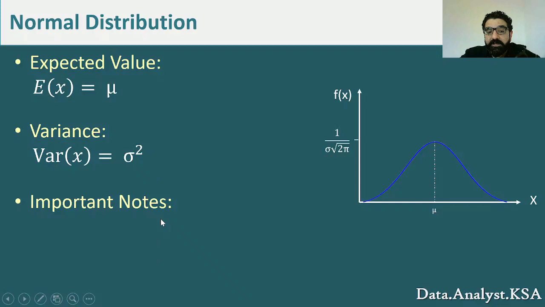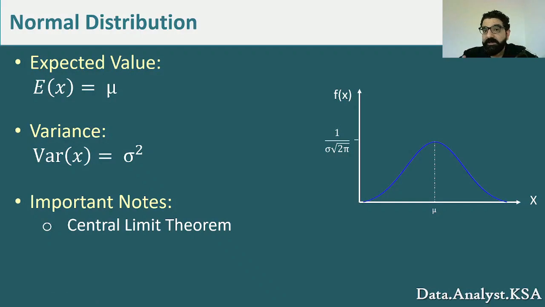Now let's talk about a few important notes specifically about the normal distribution. So there is something called the central limit theorem. We will probably cover it in a separate video, but let me just give you the idea. It's a very impressive theorem. It basically tells you that for any random variable in real life, if you collect enough samples from your population, it will basically follow a normal distribution.